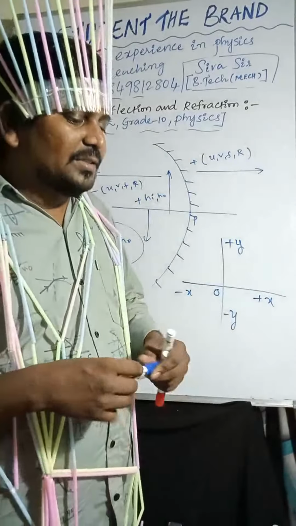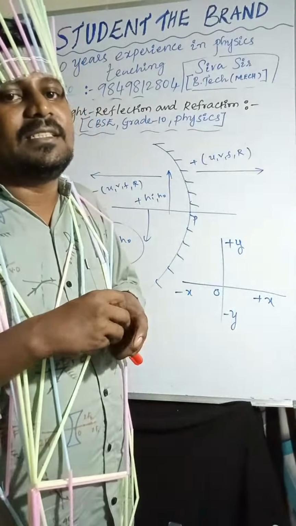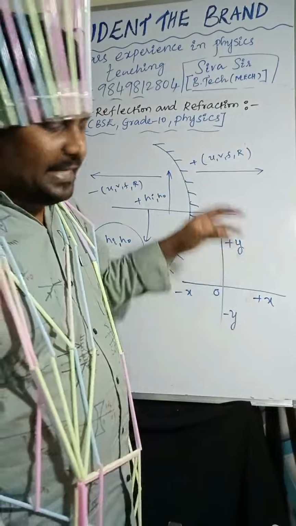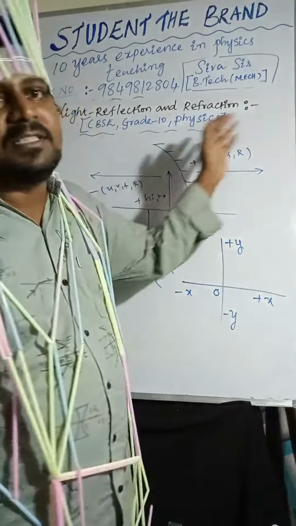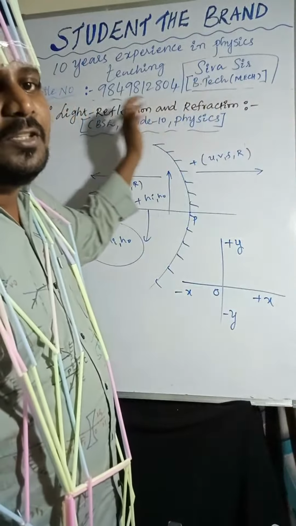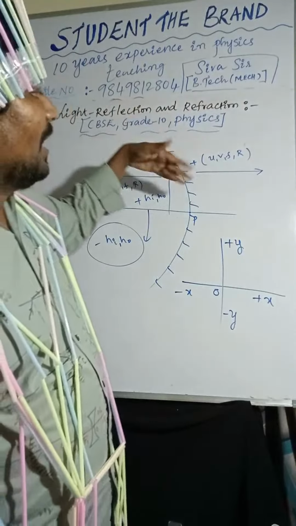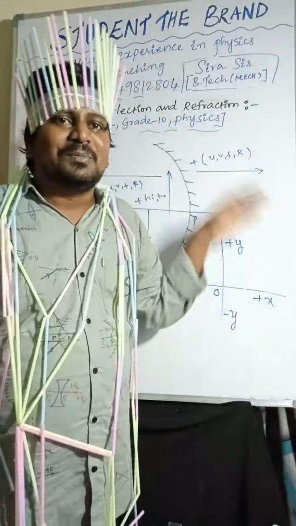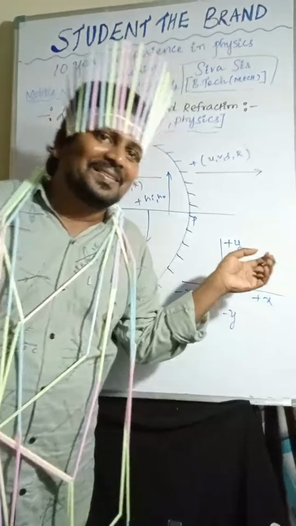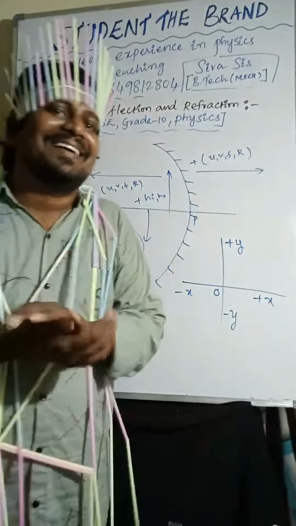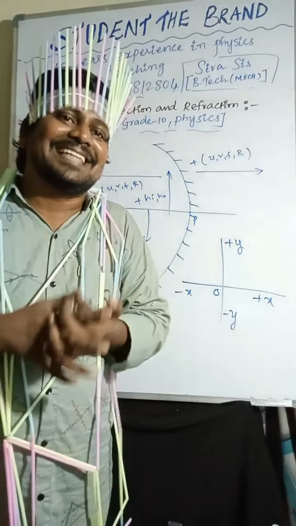Okay. So this is about sign conventions. All measurements will be taken from the pole, in the direction of incident rays all are positive. Opposite incident rays all are negative. Above the principal axis all are positive. Below the principal axis all are negative. Okay. So these are the sign conventions.